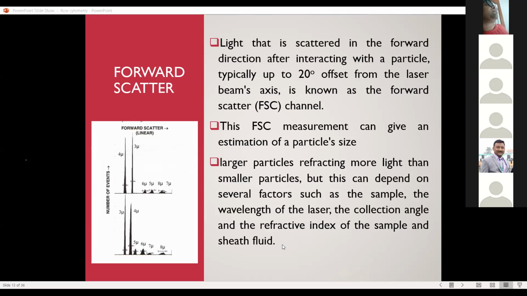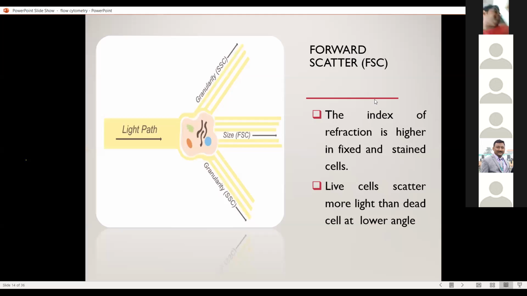Okay, now this we have understood. The index of refraction is higher in fixed and stained cells. Live cells scatter more light. So on the basis of this scattering, we also differentiate between dead cells and live cells, as live cells scatter more light compared to dead cells.